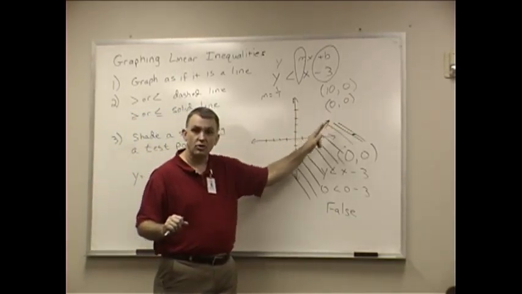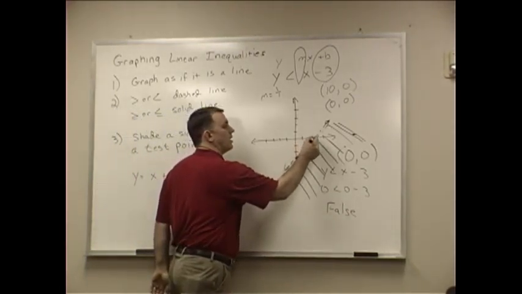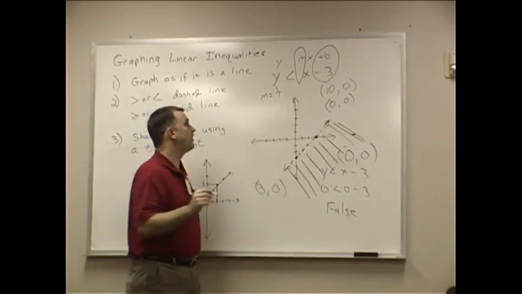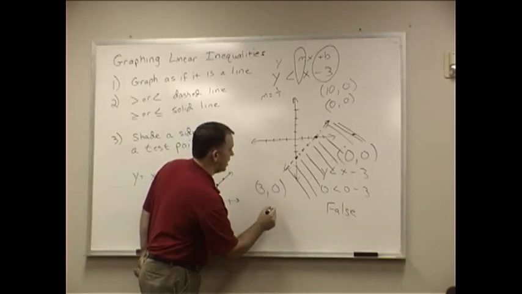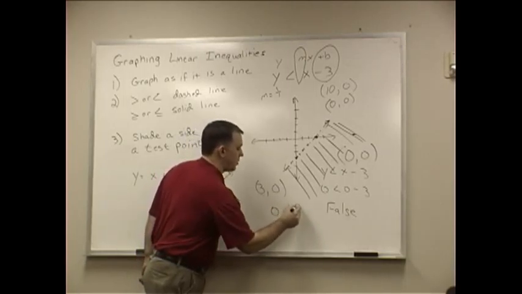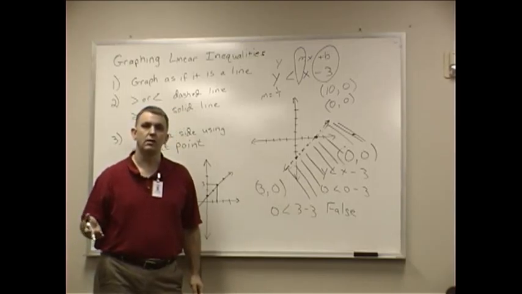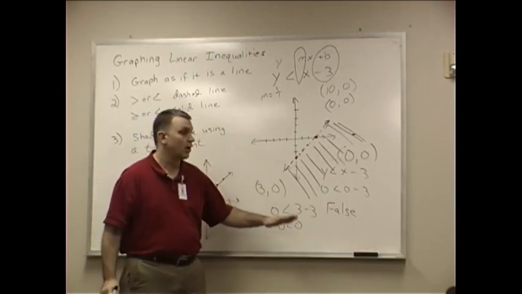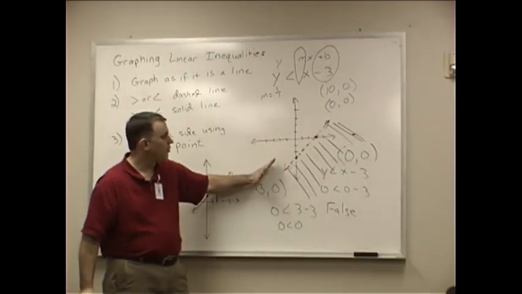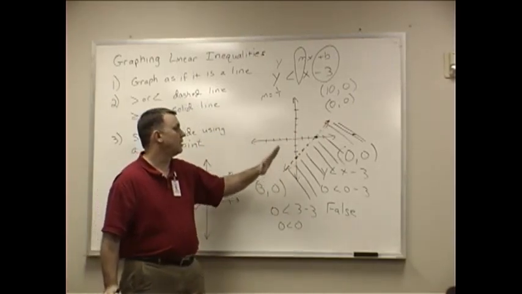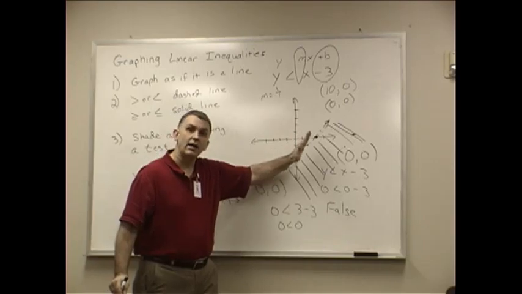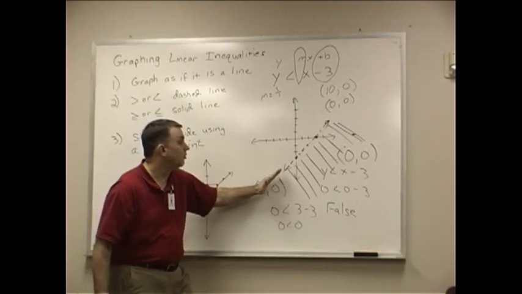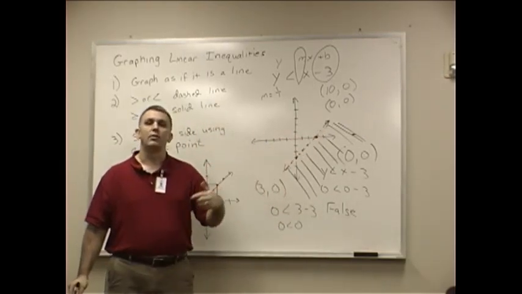Now, we made the line dashed, didn't we? What if I choose the point, and if you notice here, it went through the point 3, 0. What if I choose that point? Well, if I put it in, I'm going to have 0 is less than 3 minus 3. What's 3 minus 3? 0. Is 0 less than 0? The answer is no. 0 is equal to 0. So why would we put a dashed line? The dashed line means that that's the boundary, but the line itself is not included. If it had an equal to sign underneath it, a less than or equal to, it would be a solid line because those solutions are included.